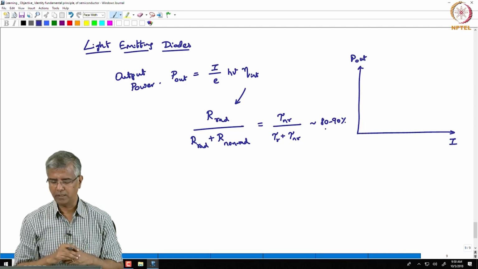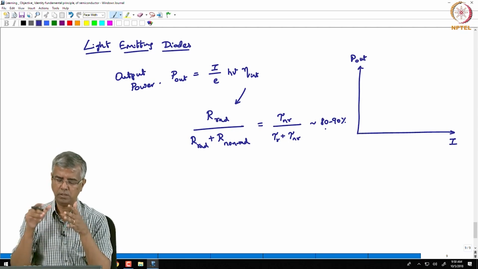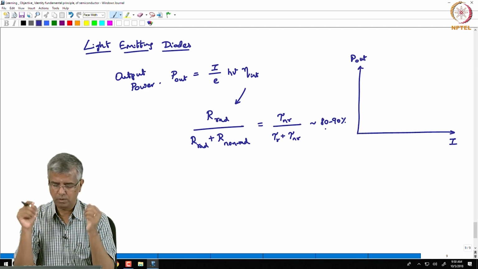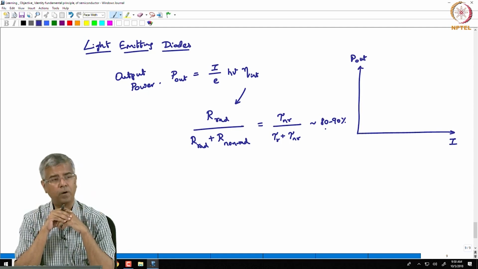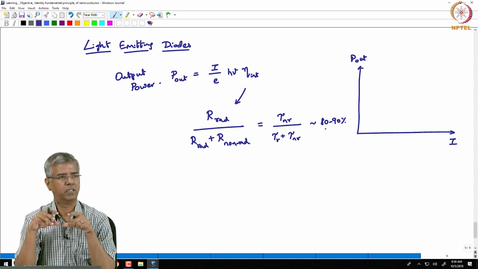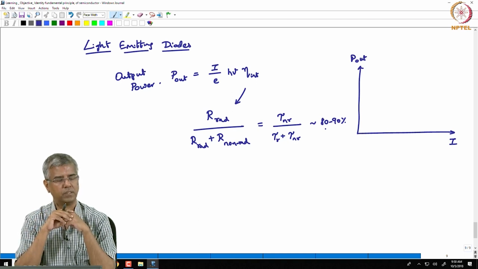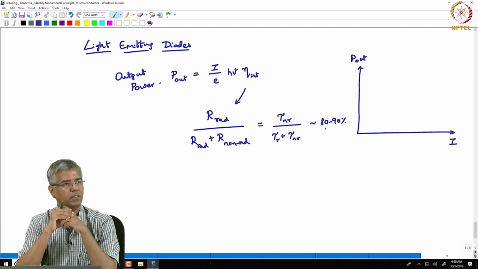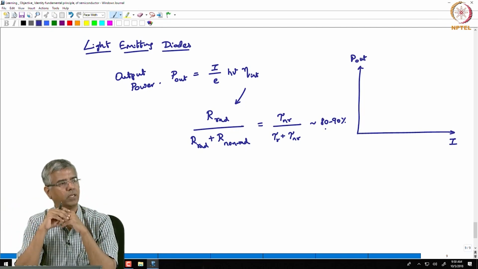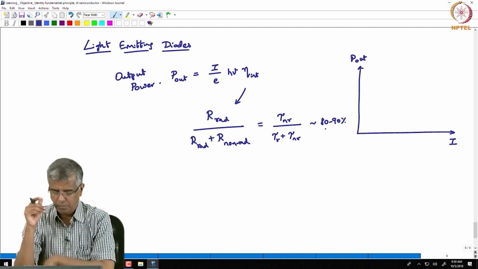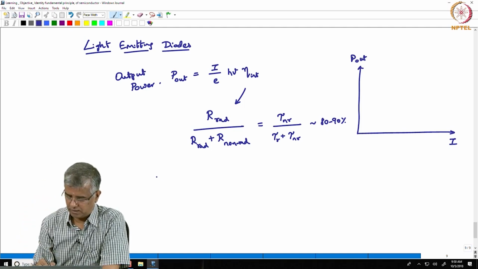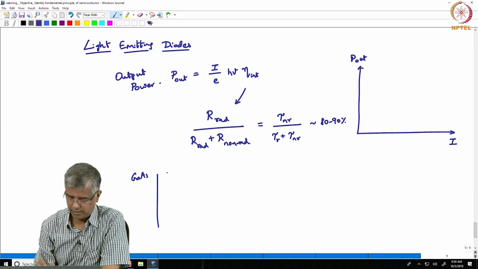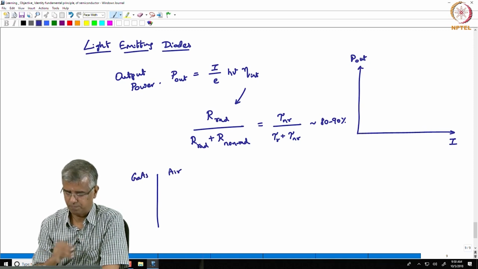So that is one part, and this constitutes the total power that is generated within that heterostructure. But not all that power escapes the structure. Why? Because if you look at what happens at this interface, this is the interface between, let us say, gallium arsenide and air.